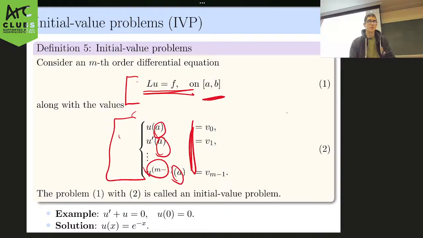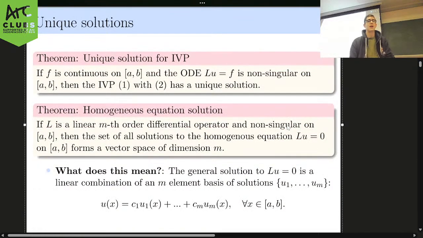And down here we have an example where we have this differential equation with this initial data. And it has a unique solution, e to the negative x, which I hope you can verify. And speaking of unique solutions, we have this theorem which says if f is a really nice function, in this specific case we need f to be continuous, and this linear operator L is non-singular on an interval (a, b), then if we have that initial data, that initial information, that encodes a unique solution for us, which is what we really want. Okay.